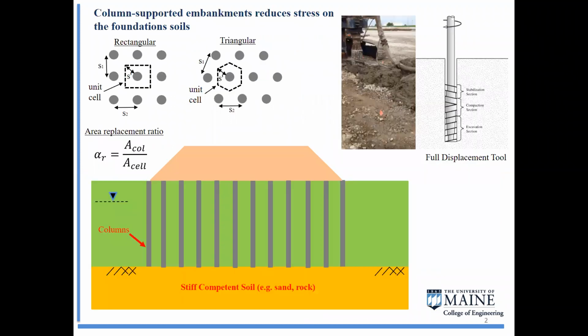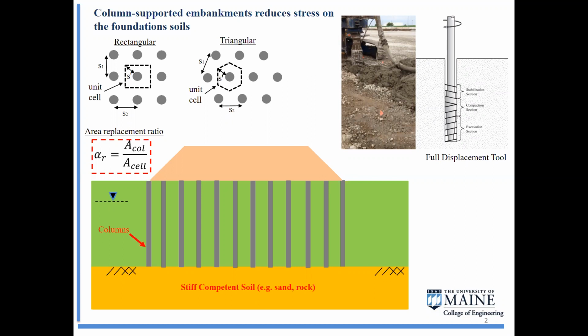The primary function of the columns is to reduce the stresses imposed on the foundation soils underlying the embankment. And as shown in the top left corner, columns are typically arranged in a rectangular or triangular grid arrangement to achieve a desired area replacement ratio and stress reduction, okay? Rigid elements are typically installed with a drill displacement tool shown in the top right, whereby a cavity is formed and the column is cast by injecting grout as the tool is withdrawn from the hole.